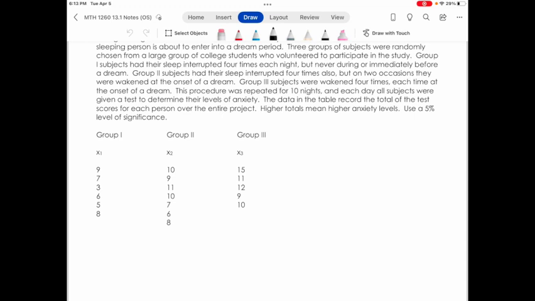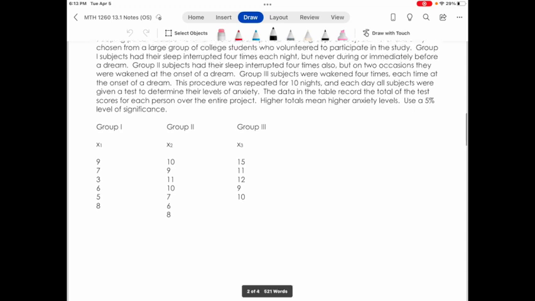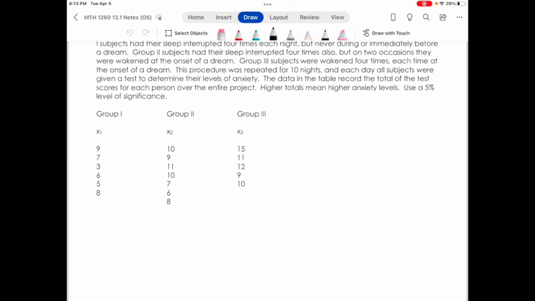And so since we're comparing more than 2 means, I want to use ANOVA. As you can see, when you look at group 1, I'll label this n1 for the sample size. When you count that up, there's 6 people in that group. Then for group 2, if we count that up, we have 7. And then in group 3, the sample size is 5.